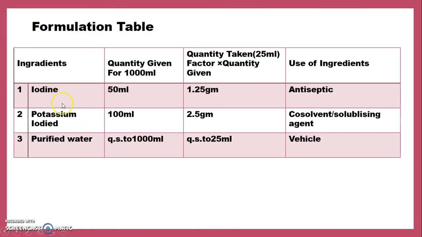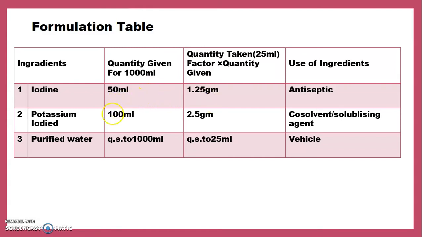Then we see the formulation table. First of all, we see what is meant by formulation table. Formulation table is the table of the ingredients which will be prescribed in our IP, BPC, BP, from which we take the formula. Here is our formula: iodine, potassium iodide, and purified water. These are our ingredients, and quantity given for 1000 ml is mentioned here in this formula, and we have to prepare only 25 ml of our preparation.